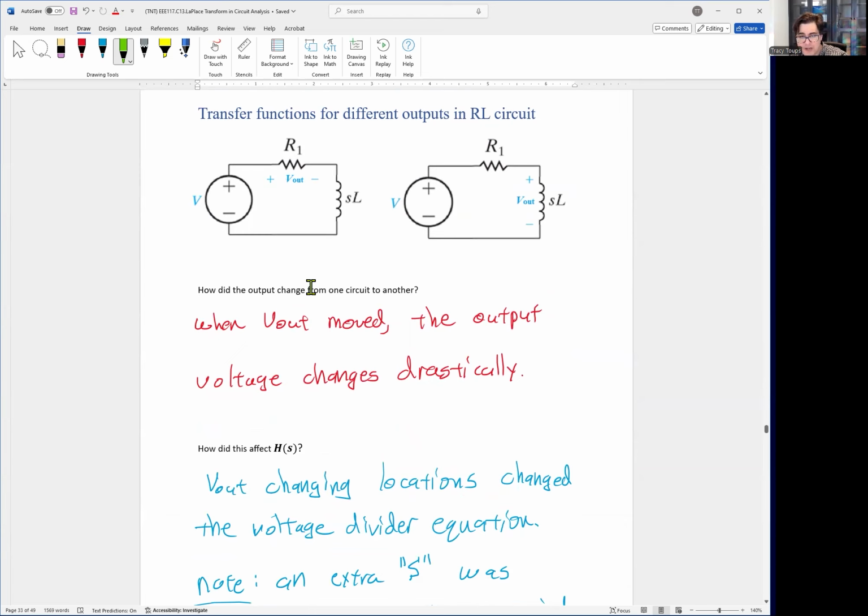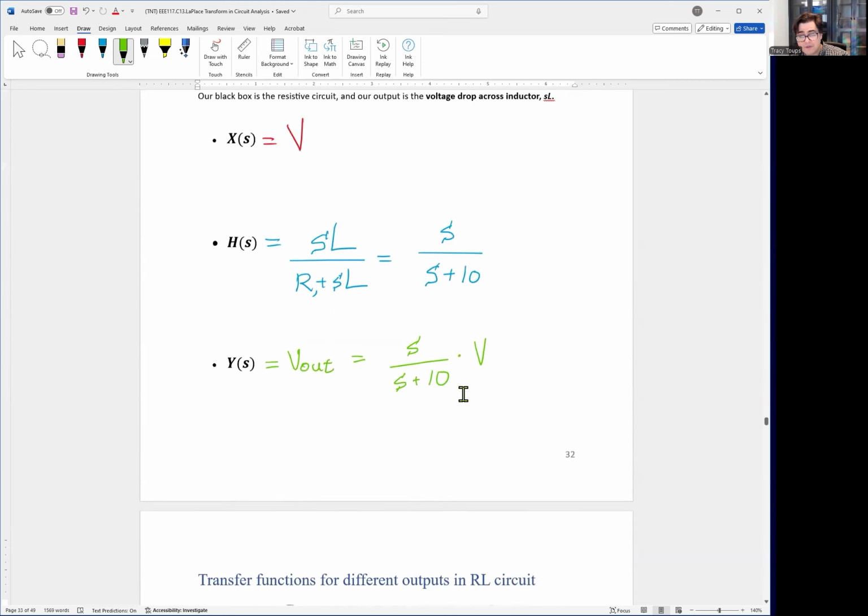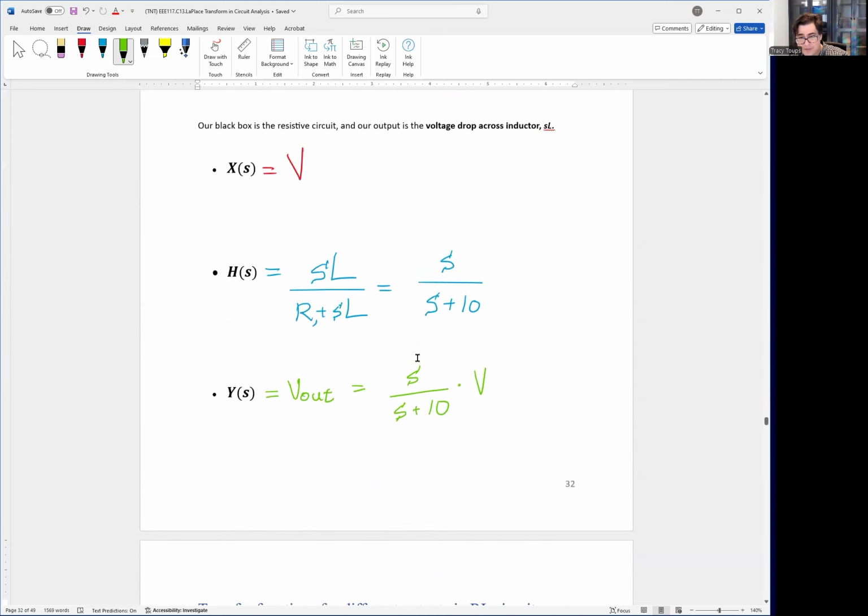How did the output change when you move from one circuit to another? When V out moved, the output voltage changed drastically. Putting an extra s is a big deal, right? Because now it's another frequency variation in your output. How does H(s) change? V out changing location changes the voltage divider equation, right? Note that an extra s was added for V out on an inductor. So that just means for this one right here, as the frequency changes, there's still going to be a decent amount of change here.